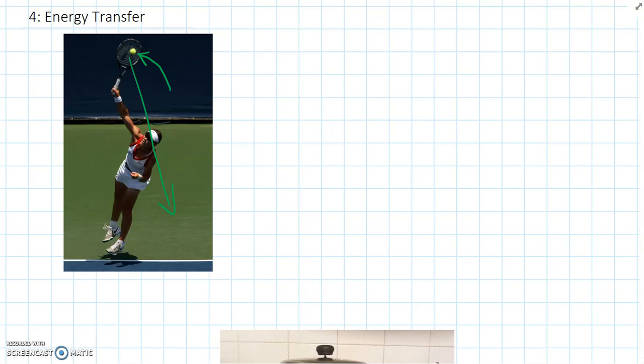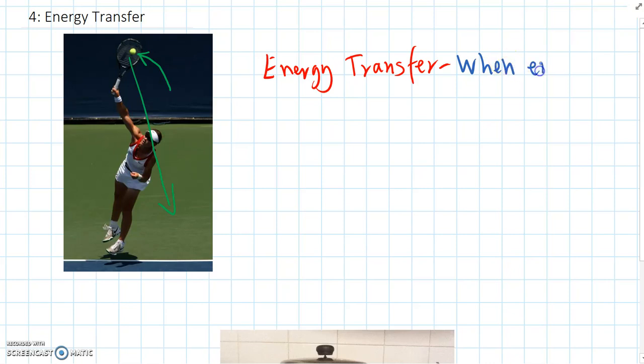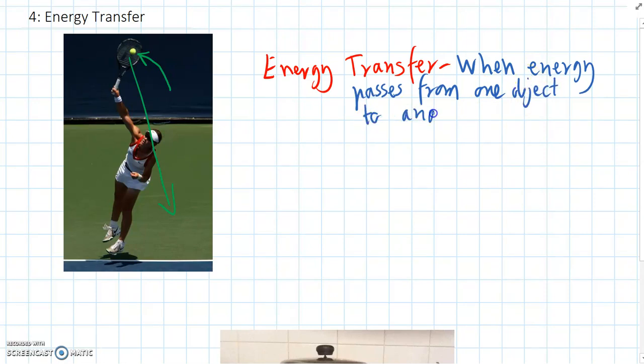So what we've discovered is that energy can be passed from one object to another, and we call this energy transfer. So energy transfer is when energy passes from one object to another, but it stays as the same type of energy. That's important to remember.